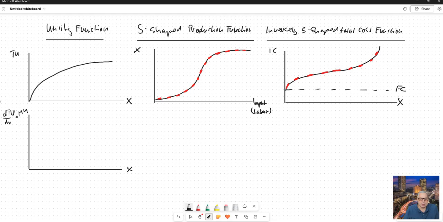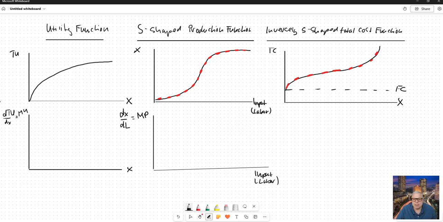Okay, and here we have again input or labor. And now here we have the marginal output, which is basically dx, the change in output x, with respect to the input. Let's call it labor, just L. And the technical term for that is the marginal output or the marginal product. I just call it MP, marginal product.